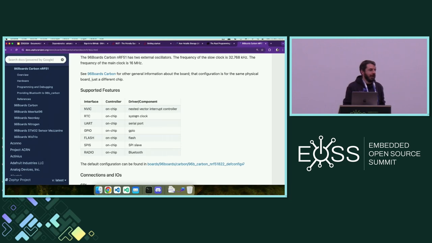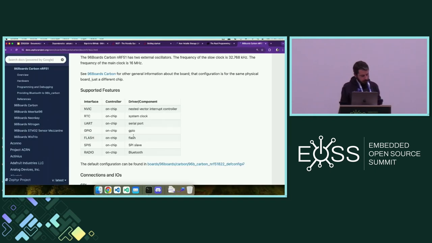Yeah. Actually, the idea was to use DTS to populate this list as well, instead of relying on the manually maintained supported lists in a YAML file, which is for Twister.